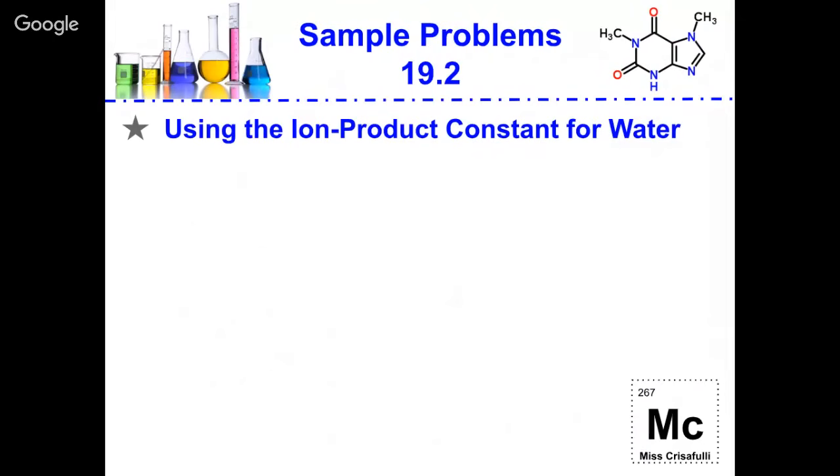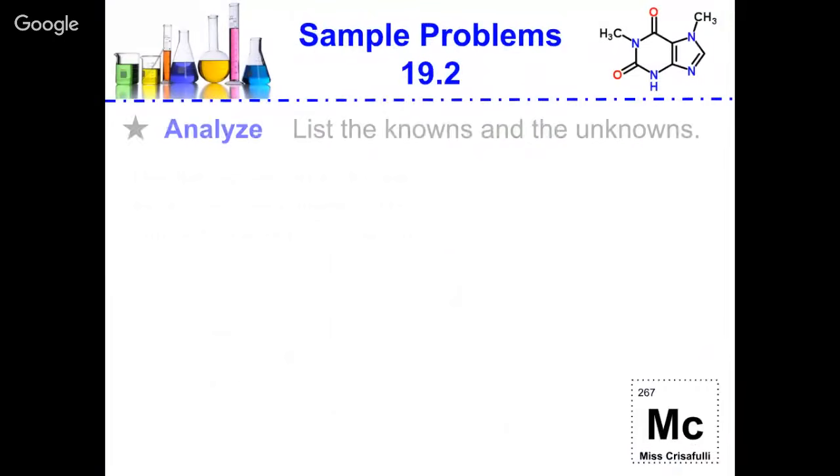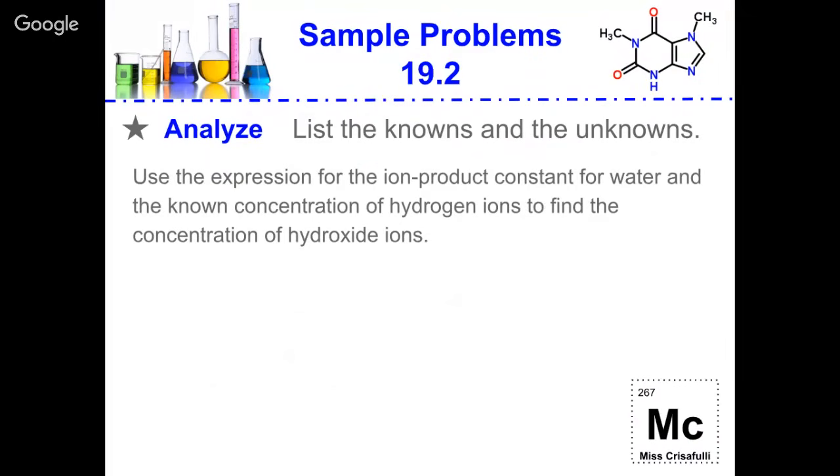Let's look at how we can use the ion product constant for water to solve for some values. If the H plus concentration in a solution is 1.0 times 10 to the minus 5th molar, is the solution acidic, basic, or neutral? And what is the OH minus concentration of the solution? Let's set up our problem. We're going to use the expression for the ion product constant for water and the known concentration of the hydrogen ions to find the concentration of our hydroxide.